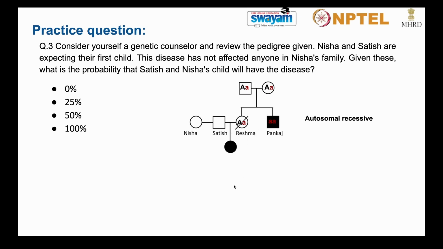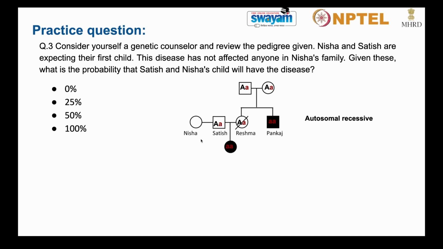Now, as their offspring is also affected, Satish should also be a carrier as he is not showing the disease. If he had both the dominant alleles, then their daughter would have been a carrier. But as she is affected, it means that Satish would also be a carrier, and he is not completely normal. In this way, Satish is a carrier, and their daughter is affected with the recessive type.